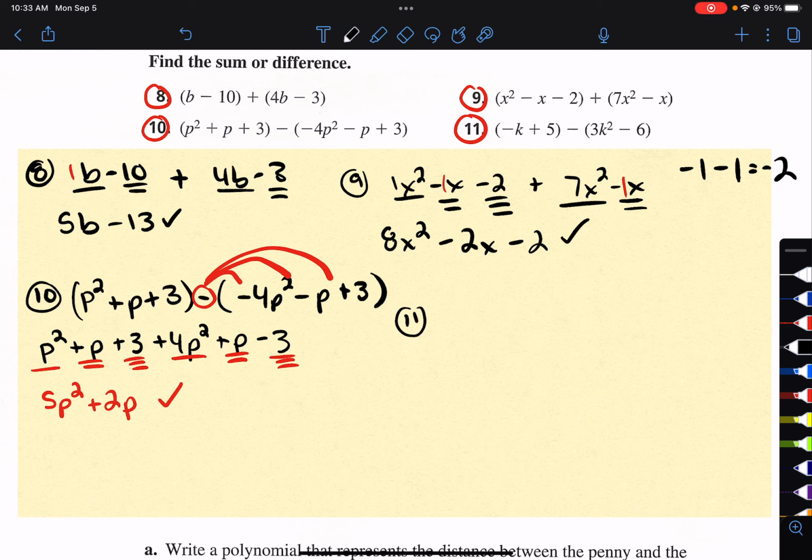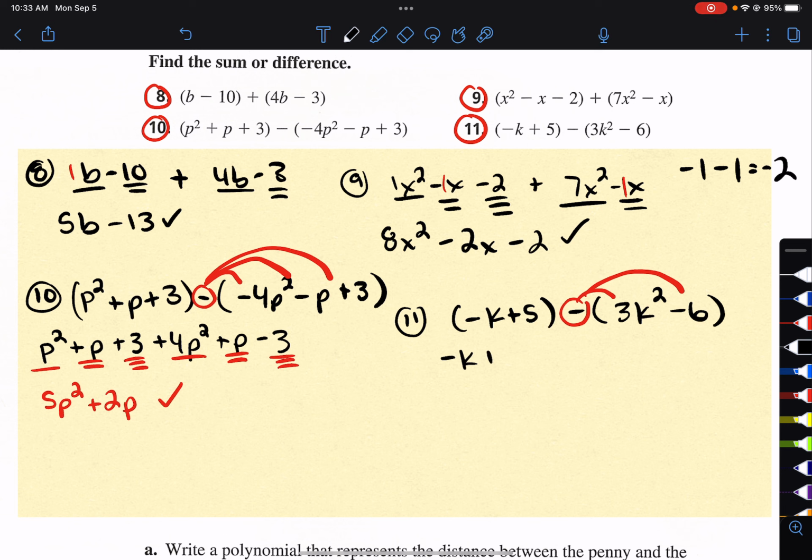All right, number 11. See how you did on this one. Negative k plus 5. I like these questions that it gives you to try because it gives you common mistakes that people make. And it gives you a chance to learn from those mistakes. So this negative needs to get distributed to everything on the inside. Negative k plus 5 minus 3k squared plus 6.